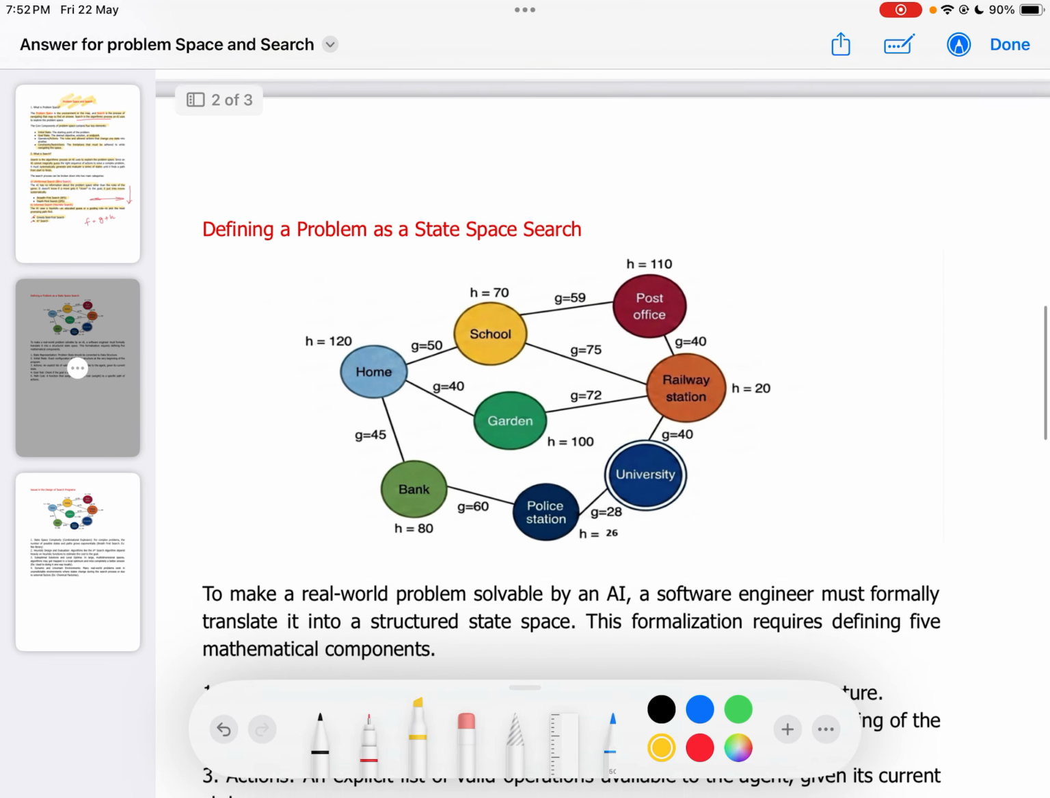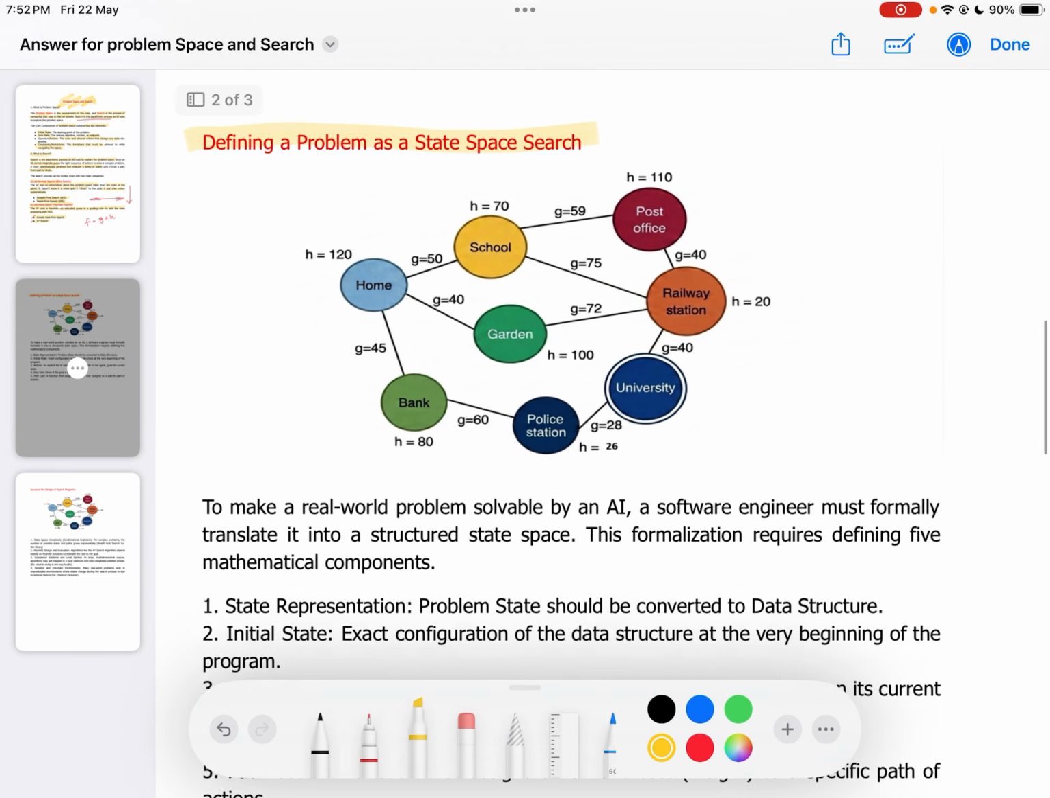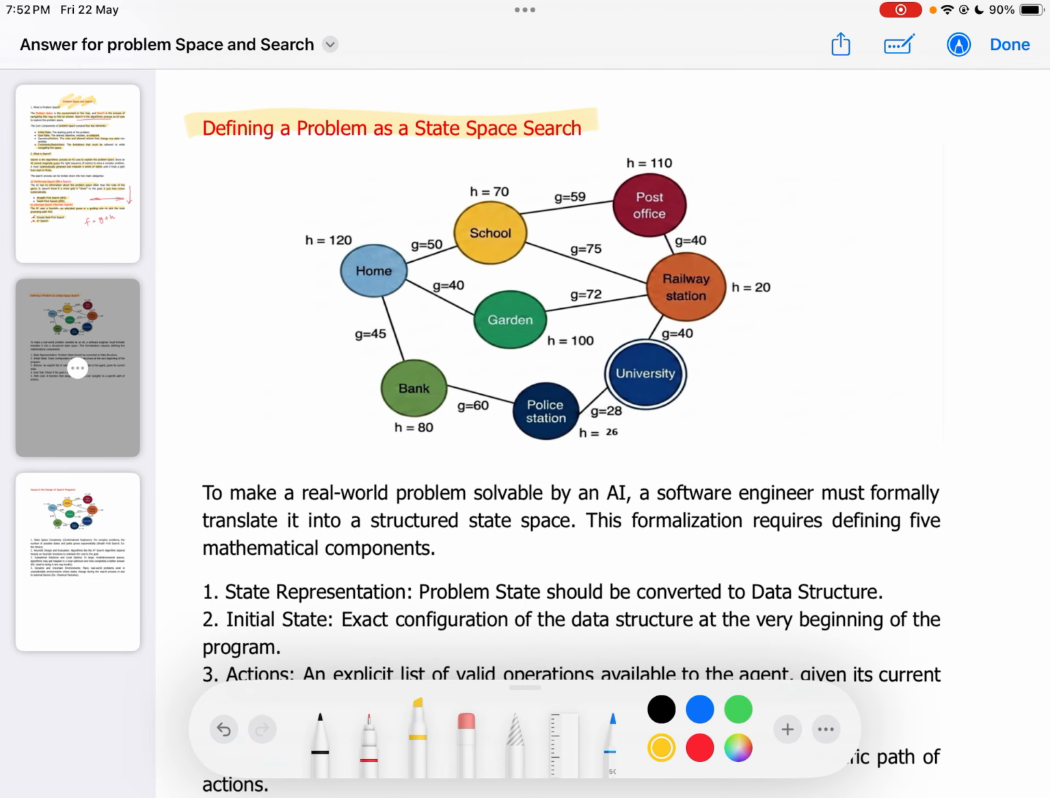Next is defining a problem as a state space search. Here, to make a real world problem solvable by an AI, the problem is going from home to university. The goal is university, the starting point is home. Now this is where it is important. A software engineer must formally translate it to a structured state space.